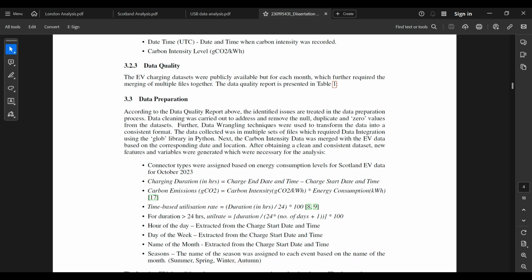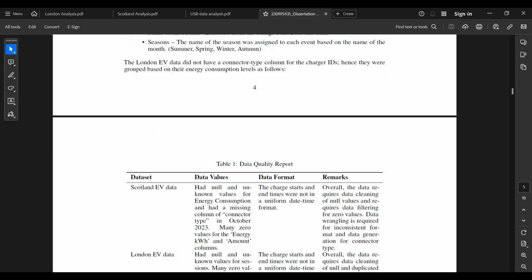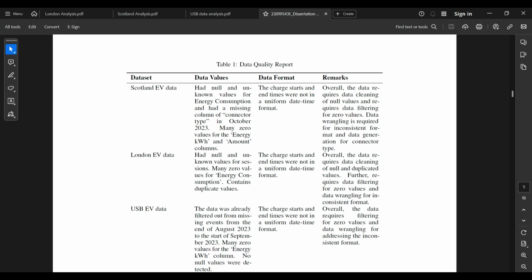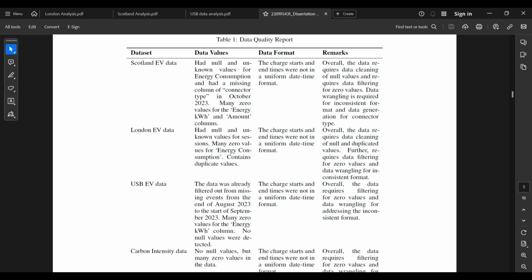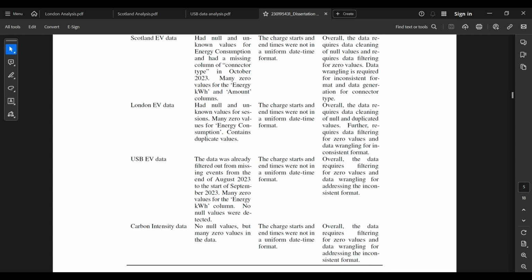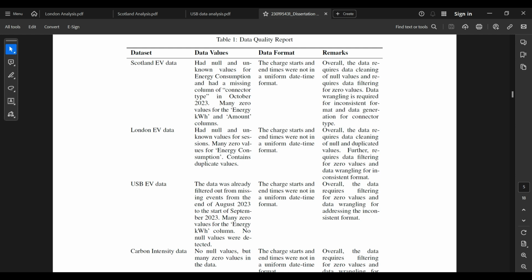Next, I have created a data quality report for each data set and identified some null values and also some anomalies in each data set, and have suggested some steps to address the null values.